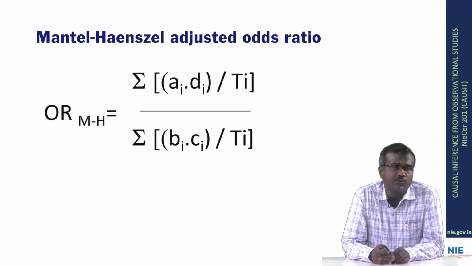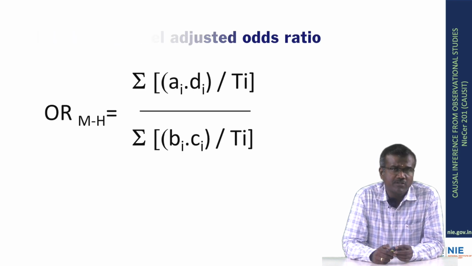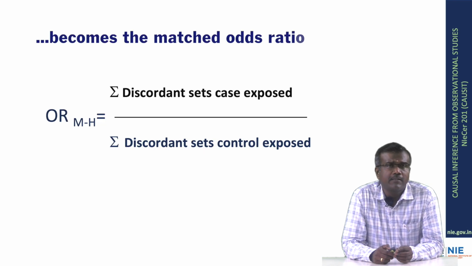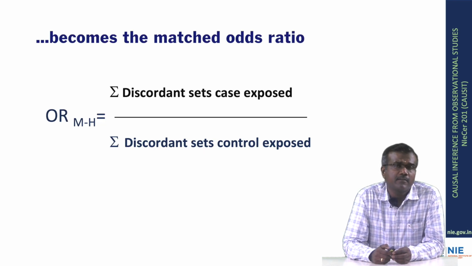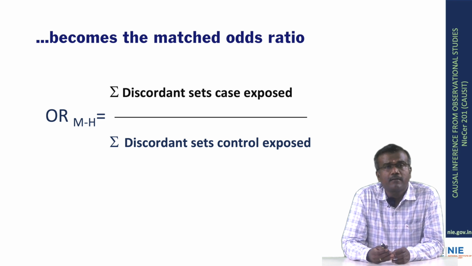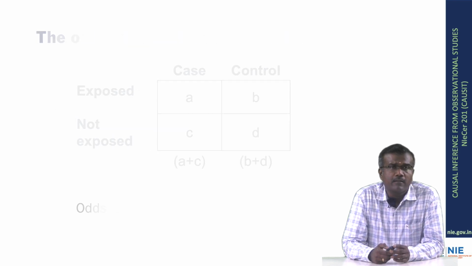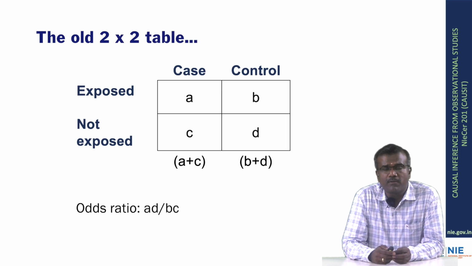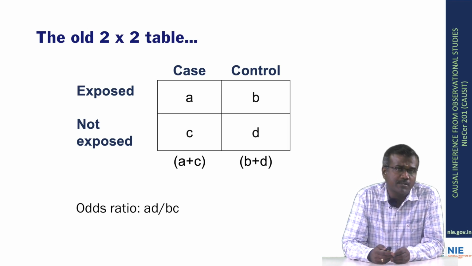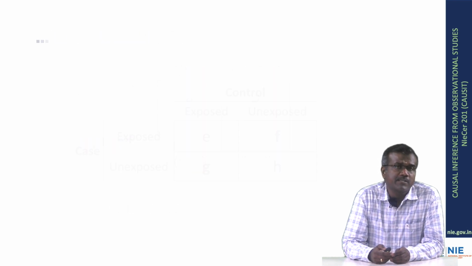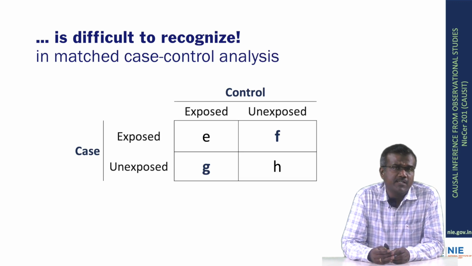The Mantel-Haenszel odds ratio in a matched case control study therefore becomes the matched odds ratio, wherein the numerator is the number of discordant sets or pairs in which the case is exposed and the control not exposed, divided by the denominator, the number of discordant sets or pairs in which cases are unexposed but controls exposed. Therefore, the conventional 2x2 table that you see in a case control study, wherein columns represent cases and controls, the odds ratio of AD by BC becomes unrecognizable in a matched case control analysis.